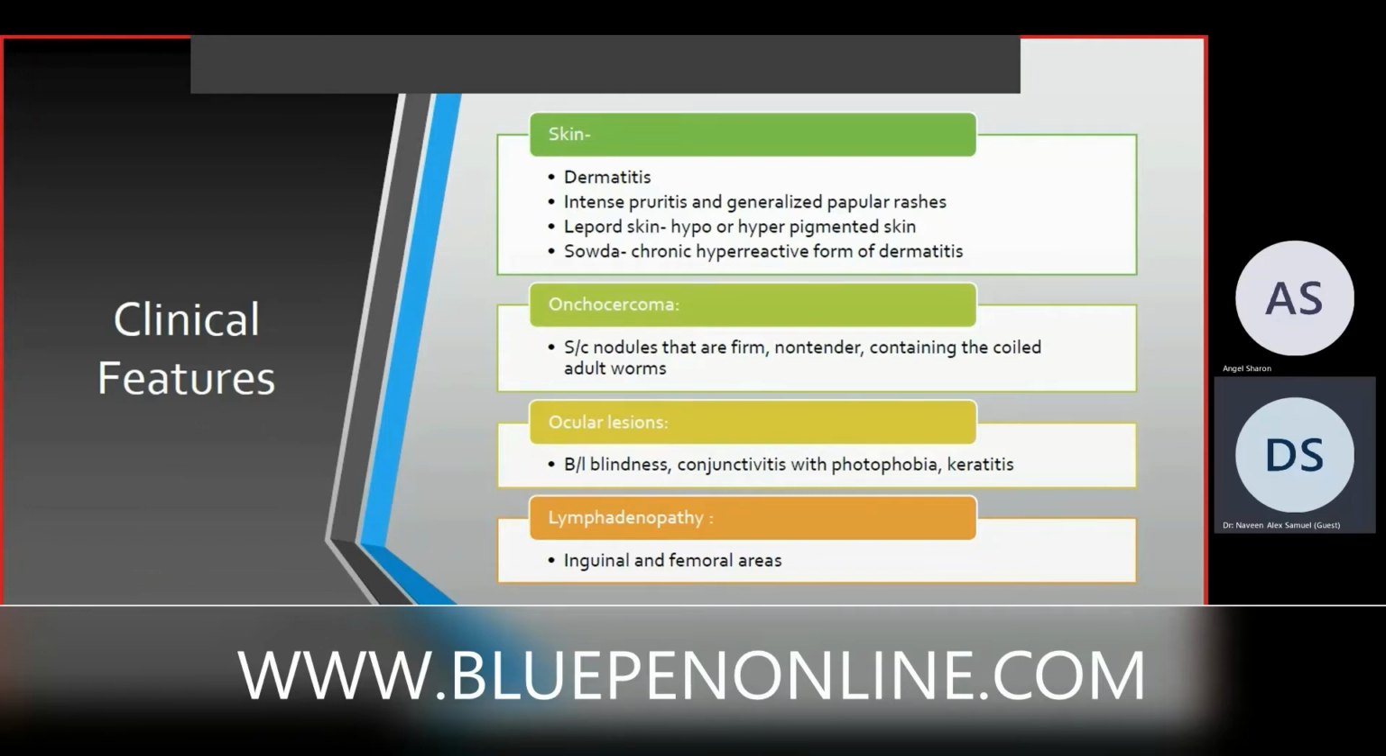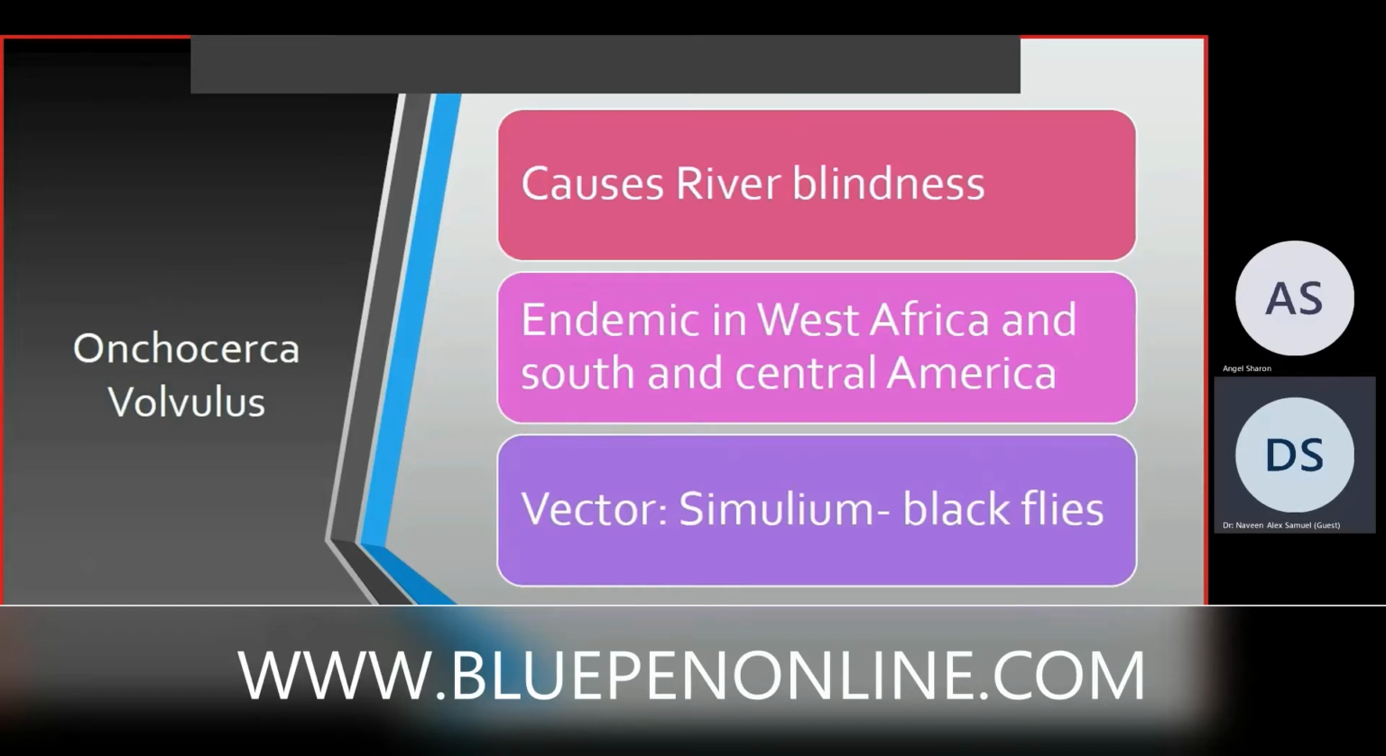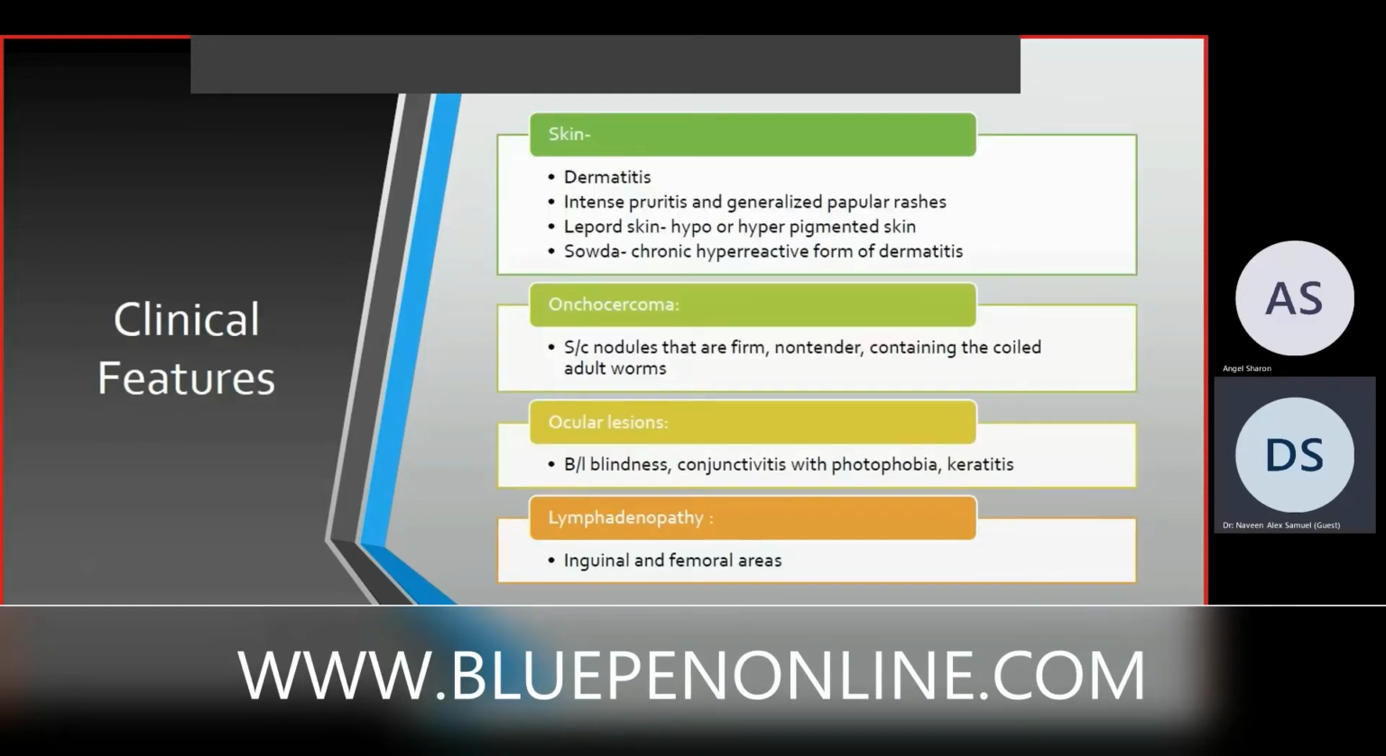Whereas onchocercoma is subcutaneous nodules that are firm, non-tender, containing the coiled adult worm. So what they might ask you is, what is onchocercoma? It's found in Onchocerca volvulus disease and caused by Onchocerca volvulus. It is a subcutaneous nodule that is firm, non-tender, and contains the coiled adult worm within it.